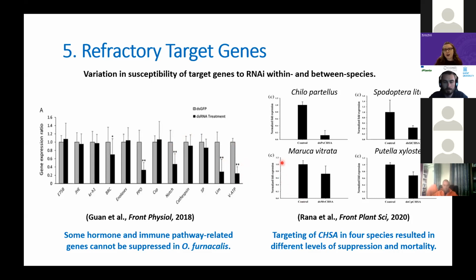And when you look at RNAi efficiency for a single target gene, such as the chitin synthase A gene in these 4 species of Lepidopterans, you can see that the corresponding double-stranded RNAs resulted in very different levels of gene suppression in these different species. And it also resulted in different levels of mortality that were not necessarily correlated with the level of suppression that occurred. So target genes can be refractory in some species, but not in others.